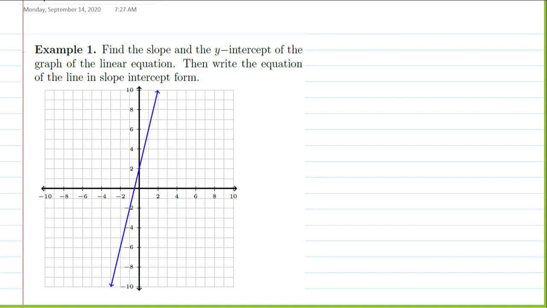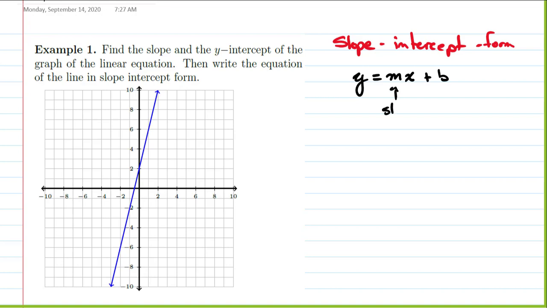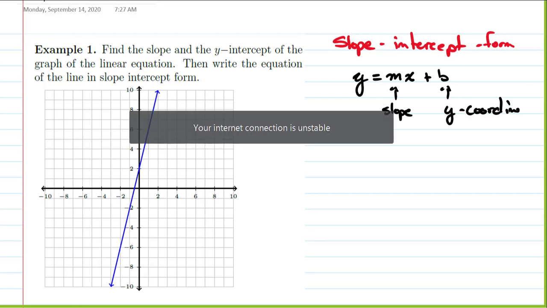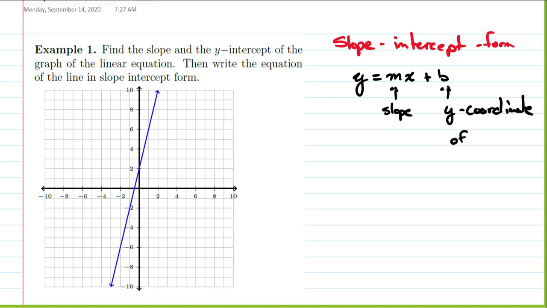All right, so the first thing we want to talk about or remind ourselves about is, given a graph of a function or a line specifically, we want to be able to write down the equation of the line in slope-intercept form. So to remind us, slope-intercept form is the form y equals mx plus b, where m is our slope and b is the y coordinate of the y-intercept.